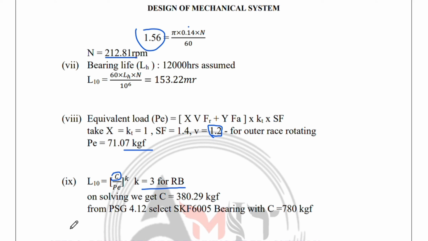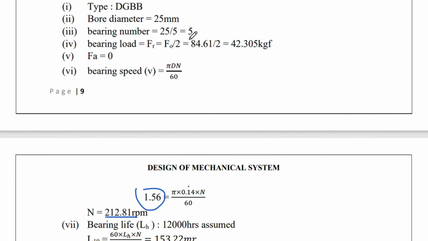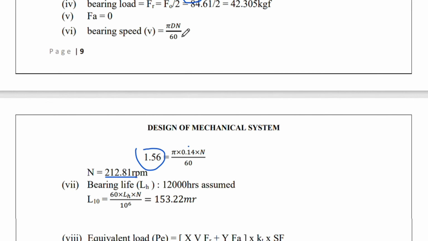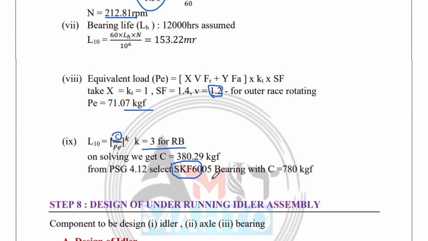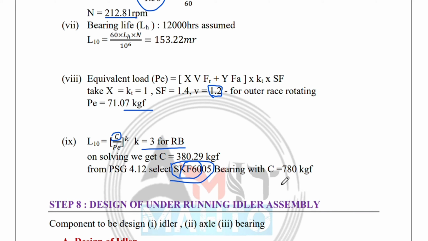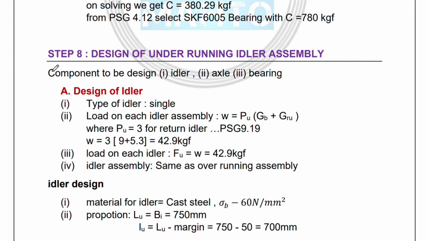So from PSG data book 4.12, select SKF 6005. So now go to PSG 4.12. As we have got these, select the SKF 60 series. These five indicate the bearing number which we have found here. Bearing number is 5. So put that 5 bearing number, and on that page 4.12 for this whole number you will get the value of C, which is 780 kgf.